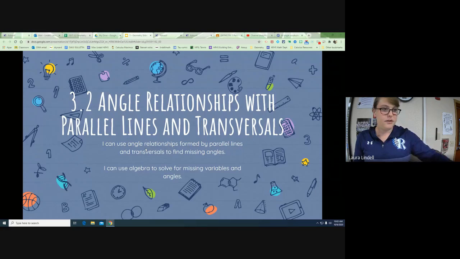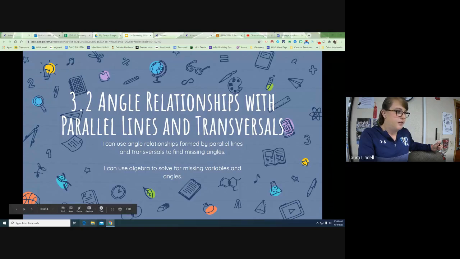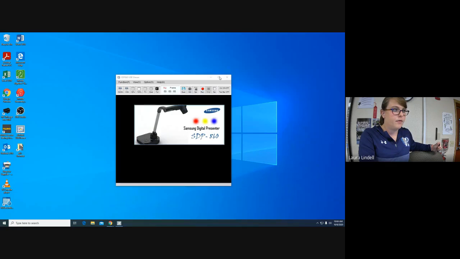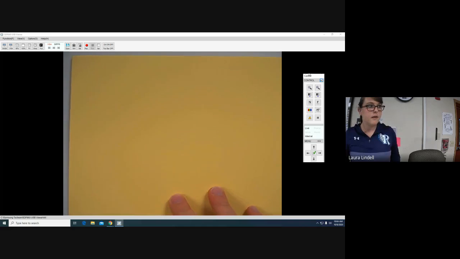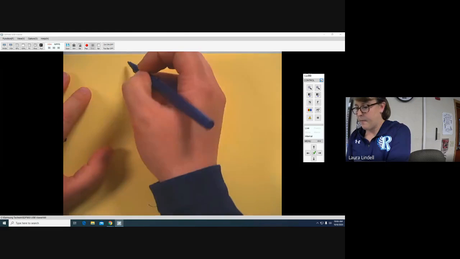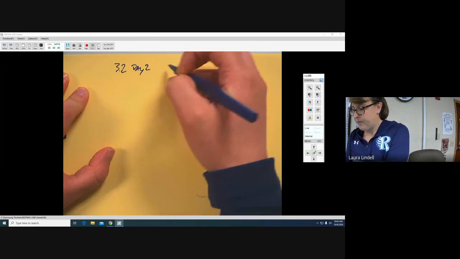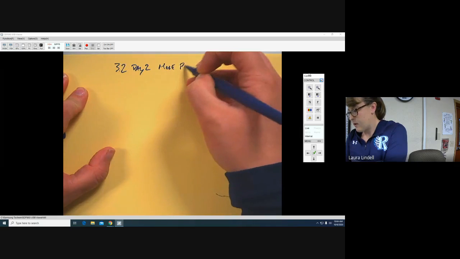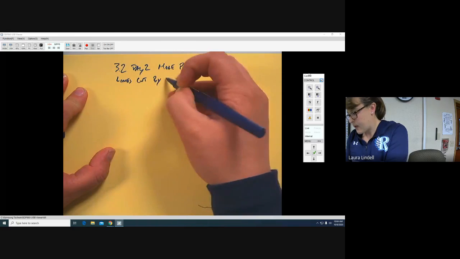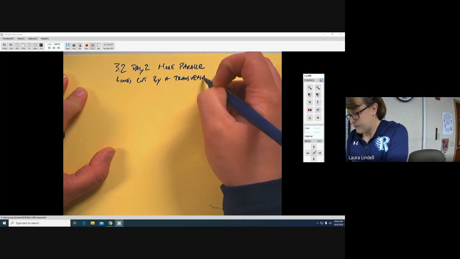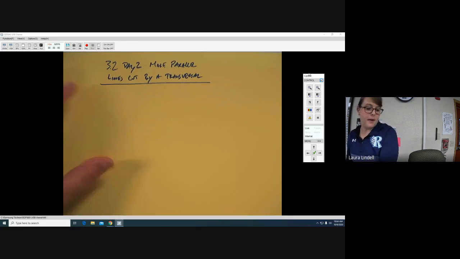Okay, getting our notes ready. Okay, so this is kind of like 3.2 the second day. All right, more parallel lines cut by a transversal.